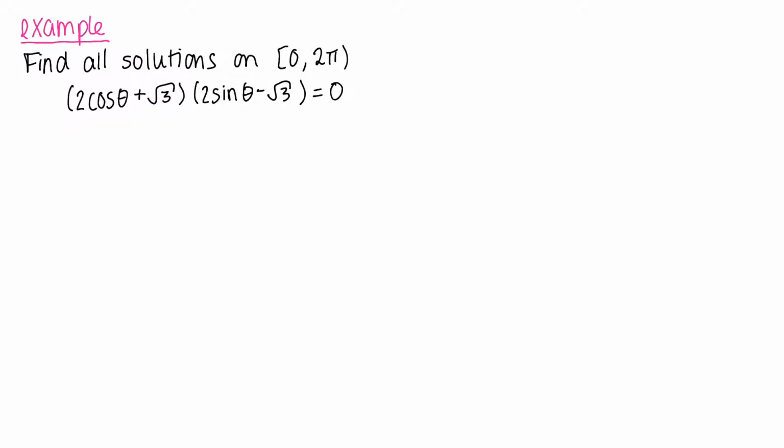So here we have 2 cosine theta plus root 3 times 2 sine theta minus root 3 is equal to 0. Now, I want you to think back to when you were in Math 126, or more aptly, Math 96, where you solved things like x plus 5 times 2x minus 1 equals 0. And when you solved something like this, you took each of these factors individually and set them equal to 0. So x plus 5 equals 0, subtract 5 on both sides, x equals negative 5.